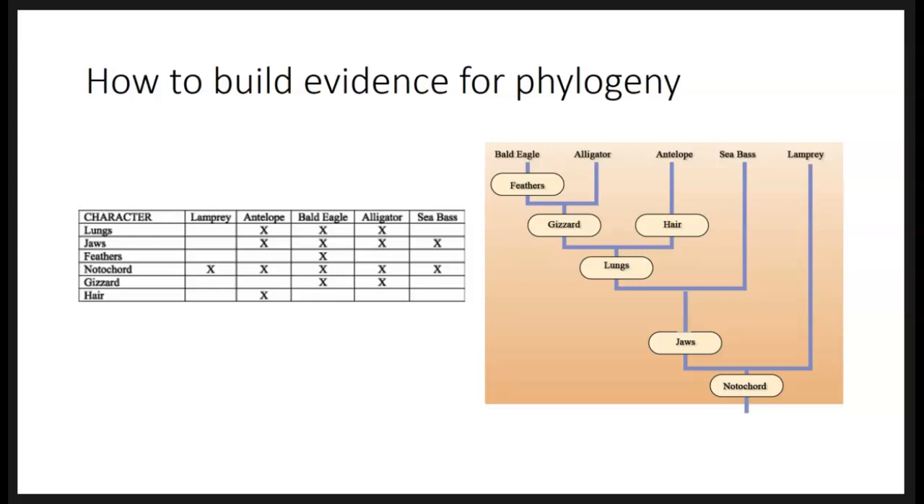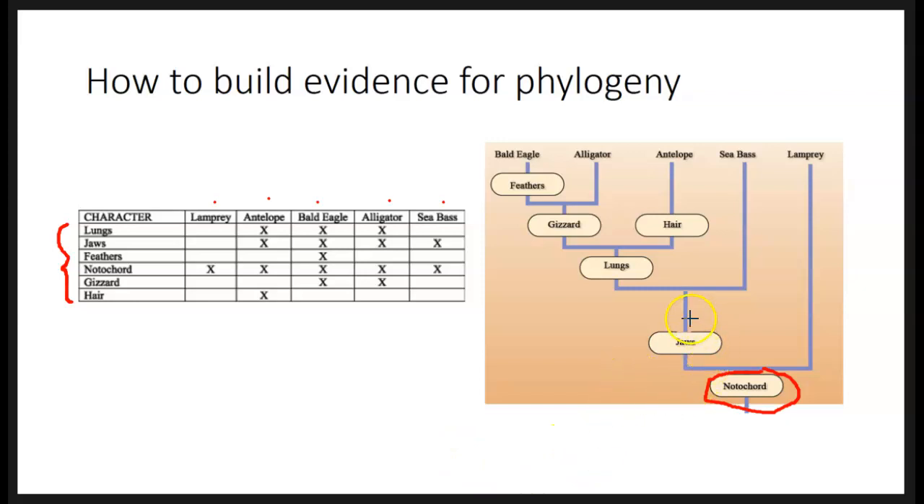So, how do we build evidence for the existence of these evolutionary relationships if we only see the organisms as they exist today? One of the ways that we do this is by looking at homologous structures. Homologous structures are common features that are shared between organisms that have evolutionary relationships. For example, in this phylogenetic tree, where we compare a number of animals, lamprey, antelope, bald eagle, alligator, and sea bass, we can look at a number of their structures, many of which are found in all of the organisms that are shown here, and some of which are only found in certain groups. So all of the organisms on this tree have a structure called a notochord, which is that bundle of nerve tissue that runs down your spinal column.